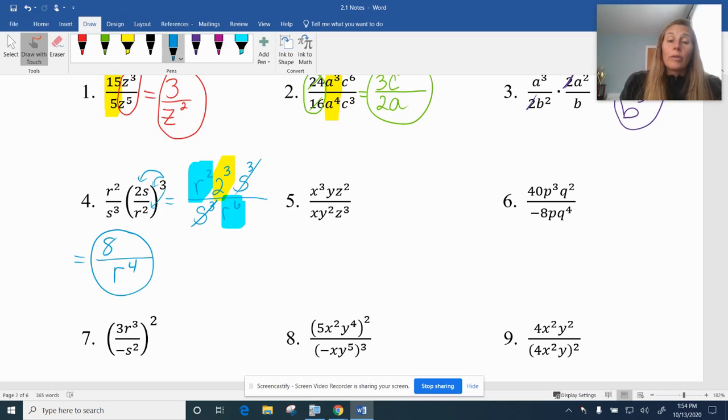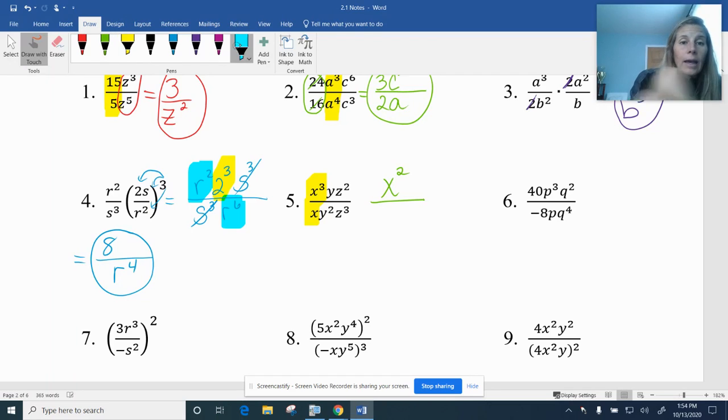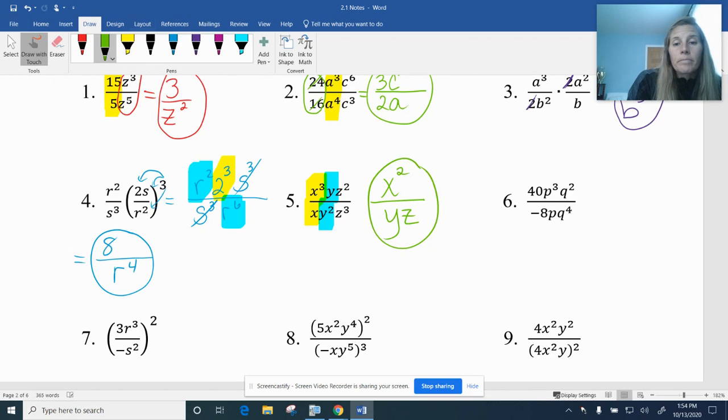Okay, number 5, no parentheses, no negative exponents. I'm just going to look for the things I can combine. So I have an x to the 3rd over an x. So that will be an x squared on the top. Then I have my y and my y squared. So that's going to just give me a y on the bottom. And then the z squared and the z to the 3rd will give me a z on the bottom.